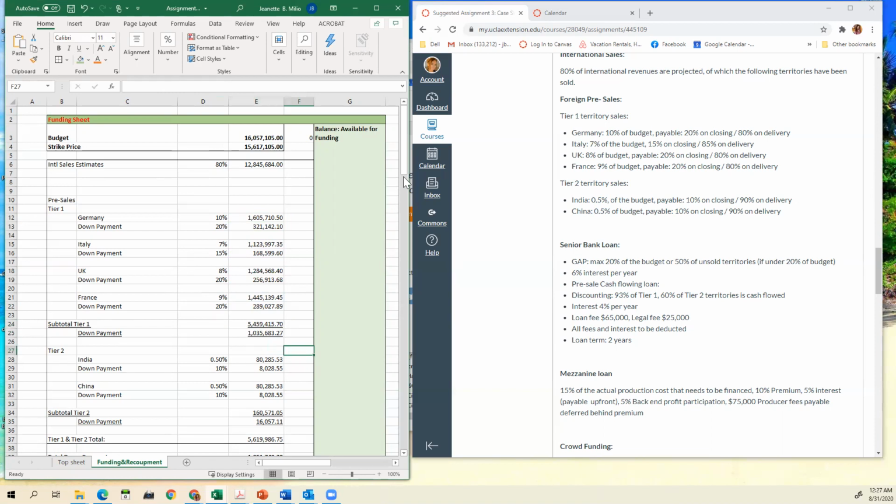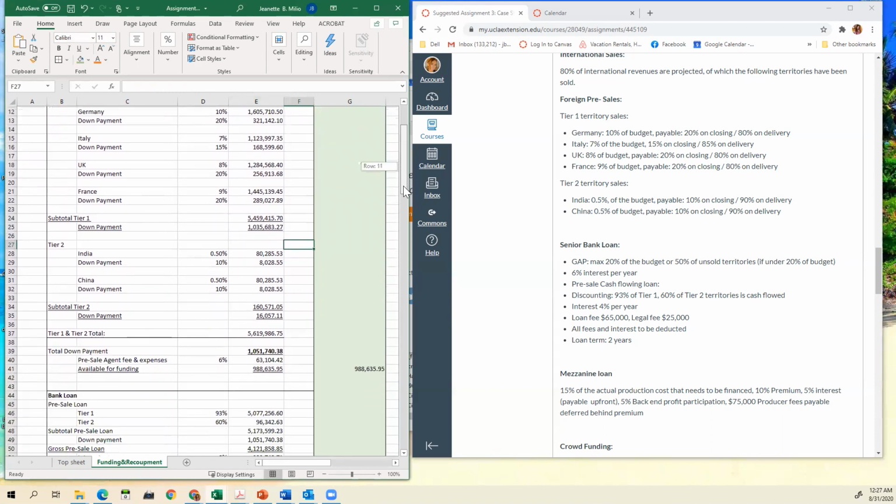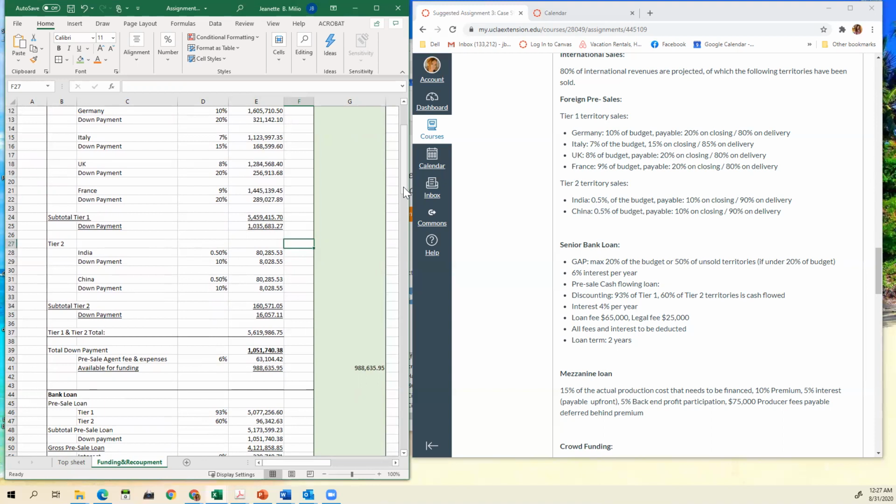So let's look at our Tier 2 territories. And you remember the Tier 2 territories are the territories that are either economically weaker or they have a spotty payment track record with our bank. So in this case, we have India as a Tier 2 territory and we have China as a Tier 2 territory, and we're summing it up down here. This is our total distribution revenue from China pre-sales, and this is the down payment that we're receiving from China. There we go, we're summing it up.